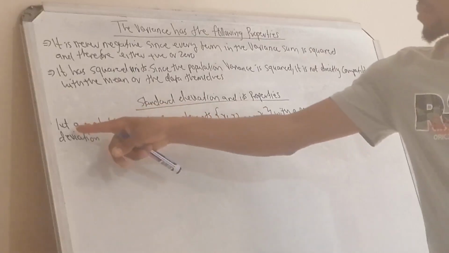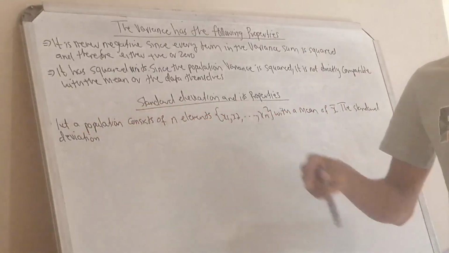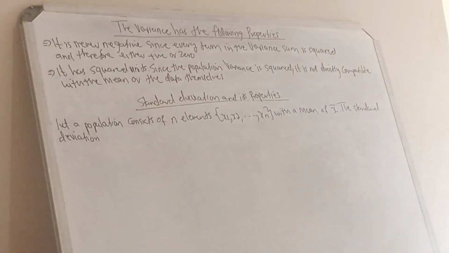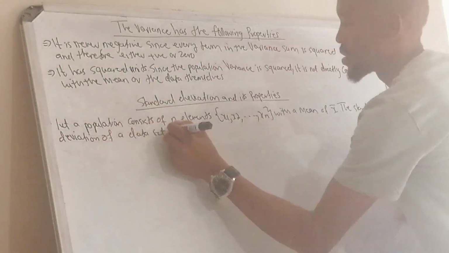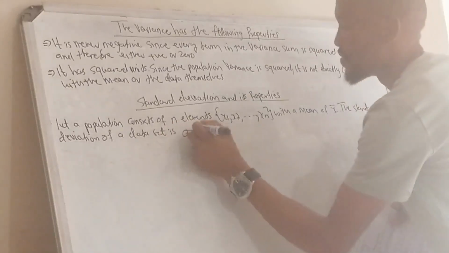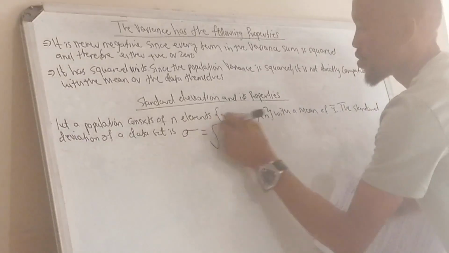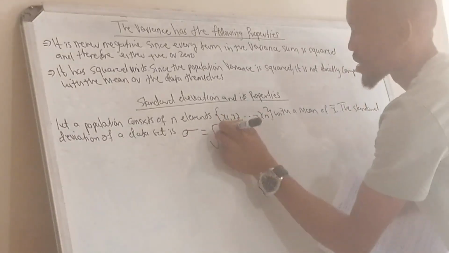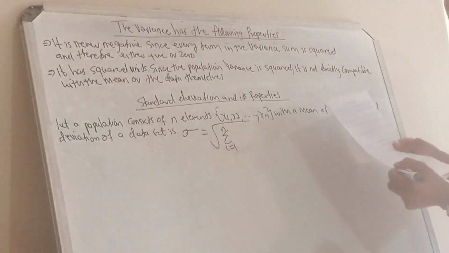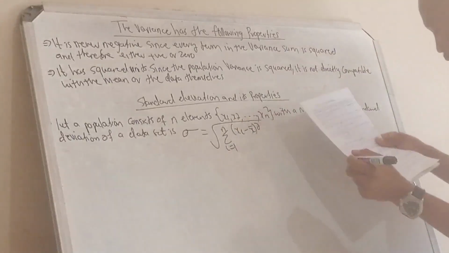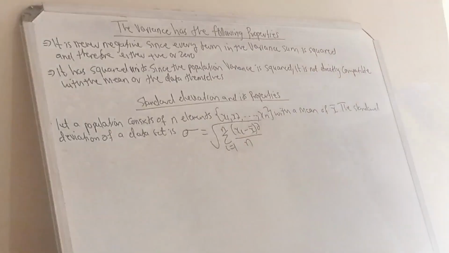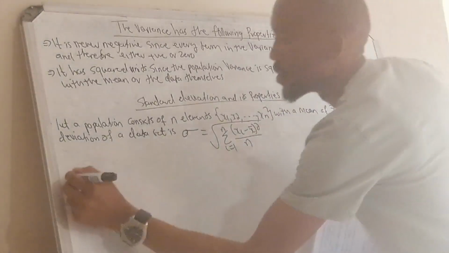The standard deviation of a data set will be given by the formula: this equals the root of the sum of (xi minus x-bar), that is being squared, all divided by n.